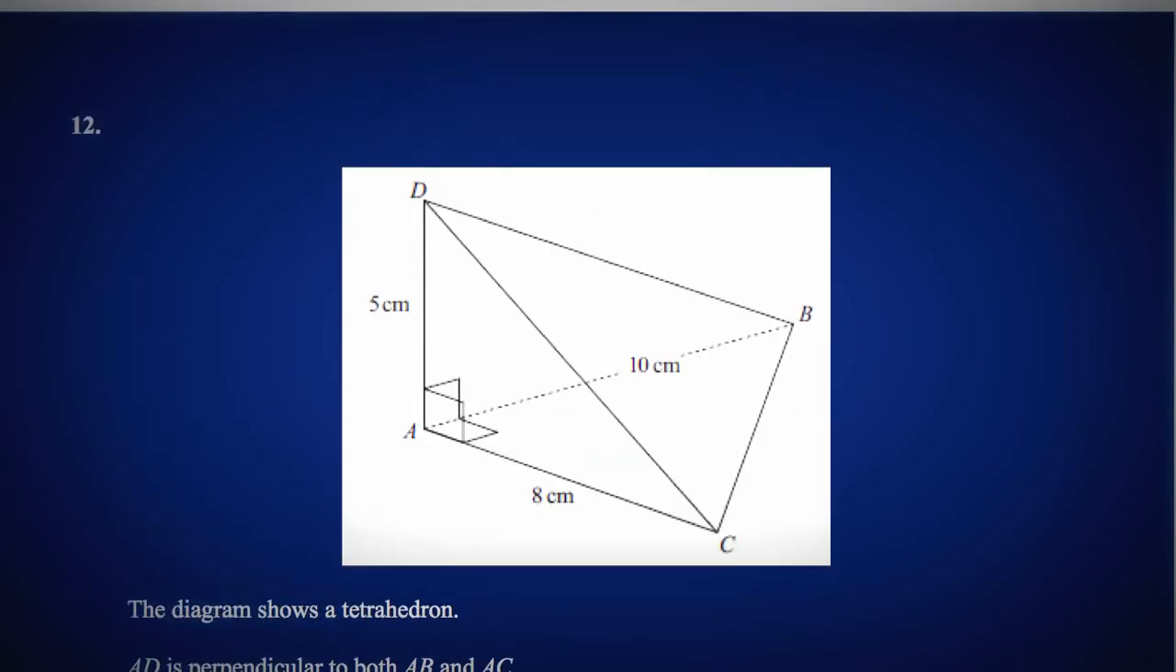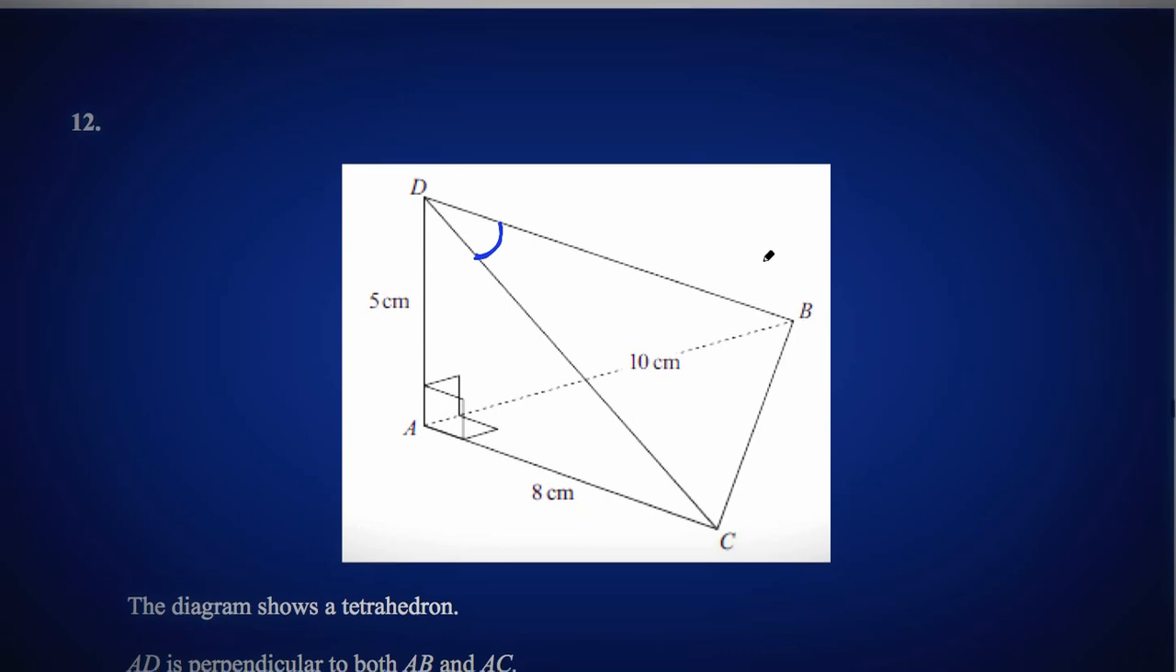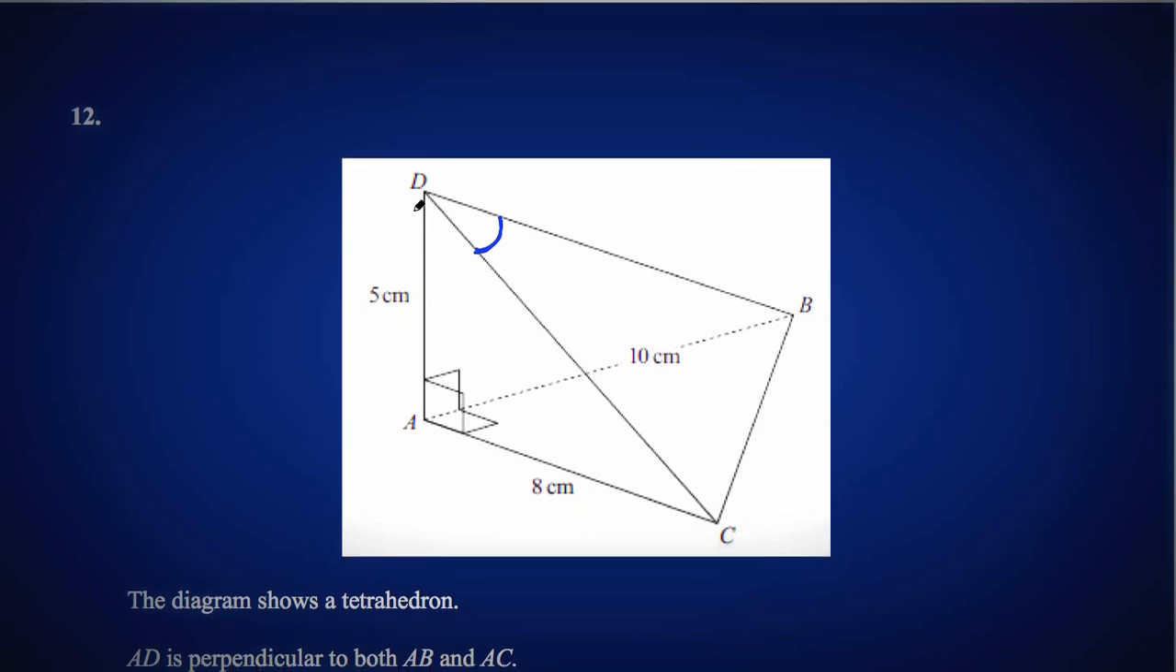Angle BDC is this angle in here, BDC. In order to work that out, I'm going to need to calculate this length, and that length, and probably that length as well, and then use the cosine rule to find the angle that's here opposite that side. I can work these lengths out by using Pythagoras' theorem. So those are my first three calculations to do here.